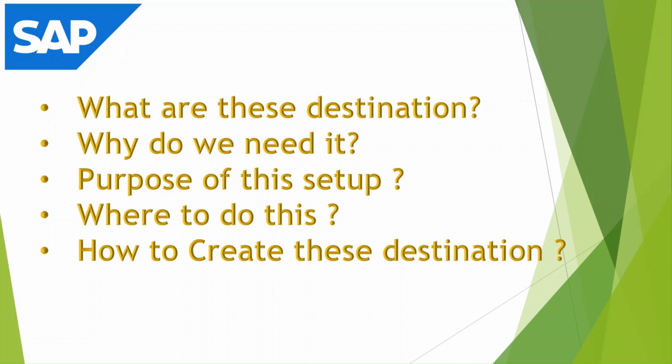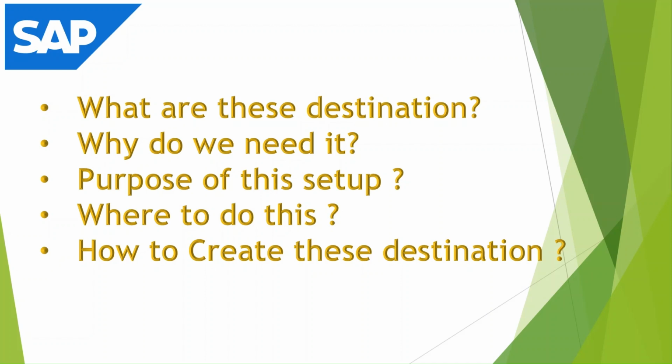Why do we need it? It is very important because it centralizes the connection information. It enables secure communication, and it also allows Fiori UI5 apps to fetch data very easily. Without destinations, every developer or app would have to manage credentials and URLs manually, and that's very risky and inefficient.